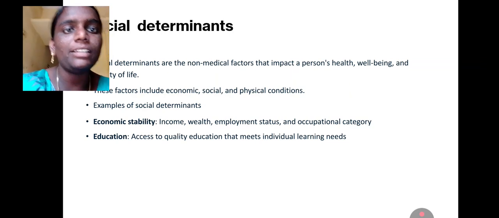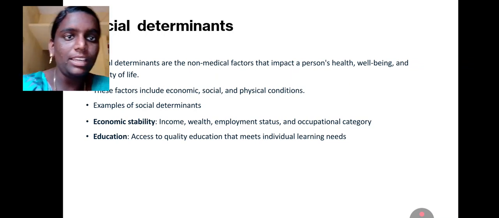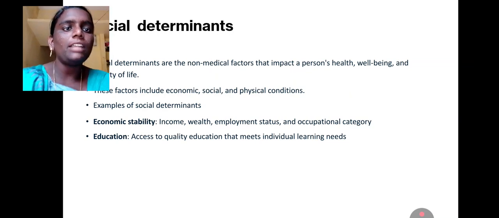Economic stability: income and wealth, employment, and occupational status category. Education: access to qualifications and education that meets the individual learner's needs.